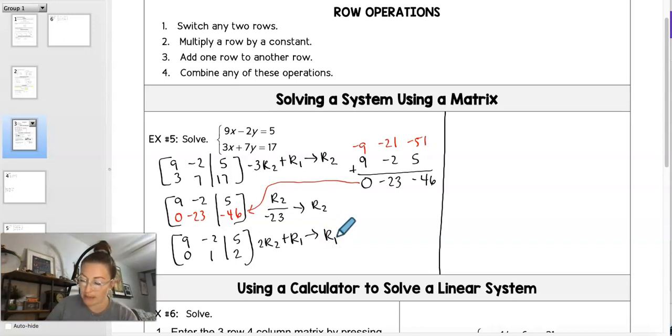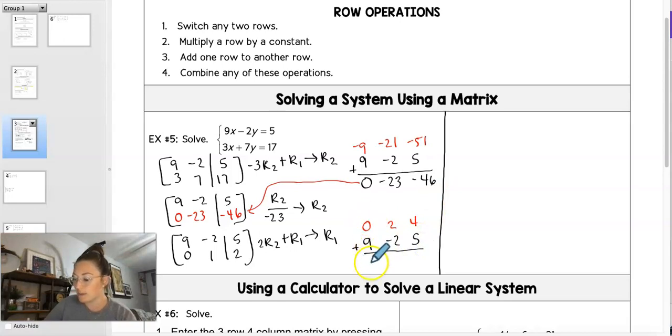Alright, hopefully that makes sense. So again, we're going to add that row 1, which is 9, -2, and 5. This row 2, I'm going to multiply the whole thing by 2, so I'm going to get 0 times 2 is 0. I'm going to get 1 times 2 is 2. And then I'm going to get 2 times 2 is 4. And then I am adding these together.